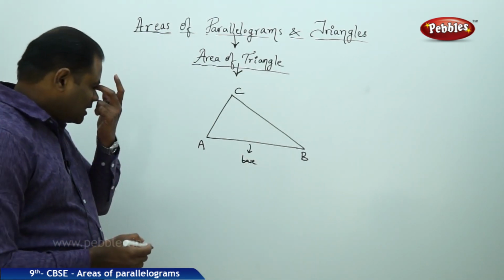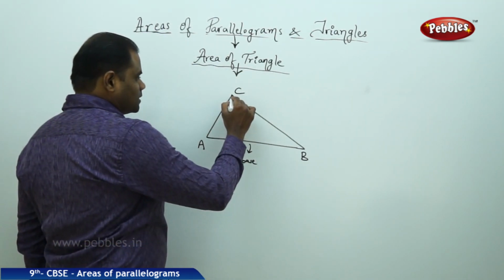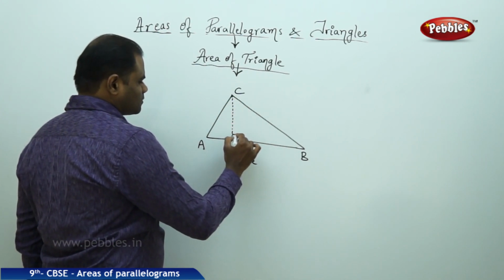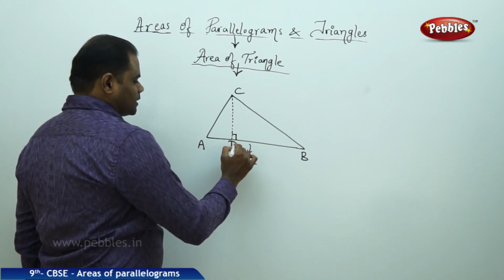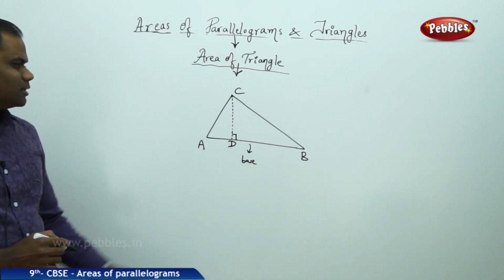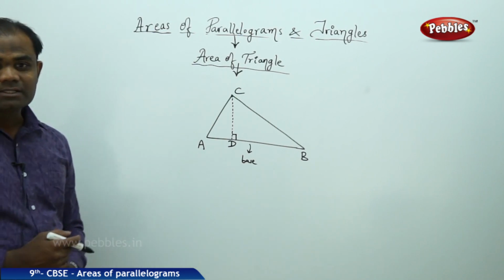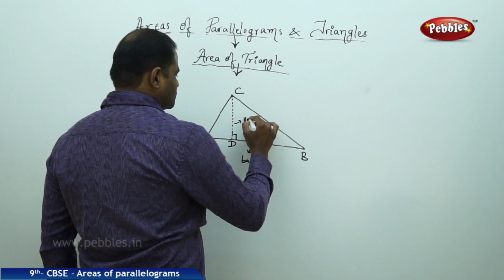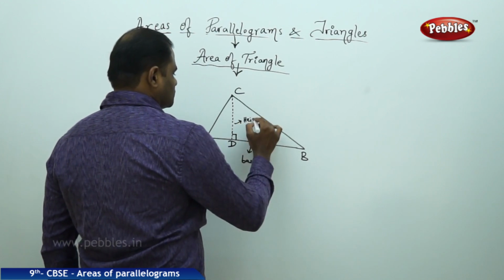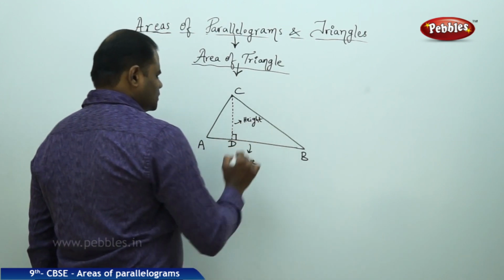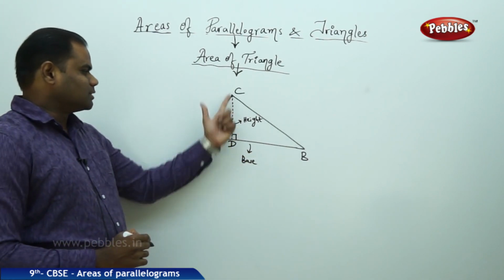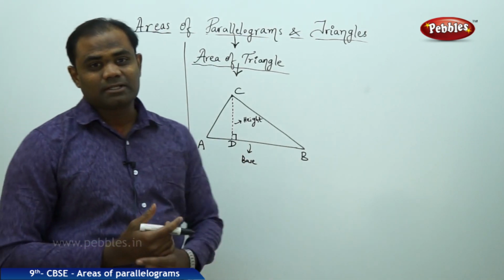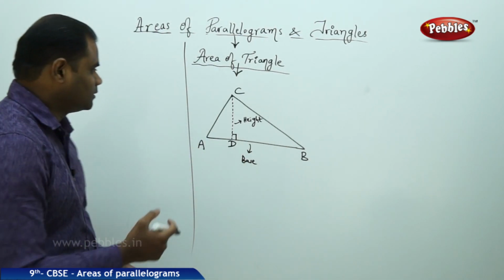And next, let me drop a perpendicular from C to AB, such that it cuts AB at D. So here CD is the perpendicular, which is called the height. So this is the base and this is the height. So let's see how we can connect the base and height with the area of triangle.